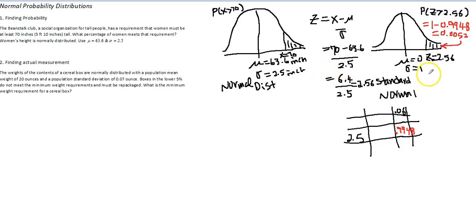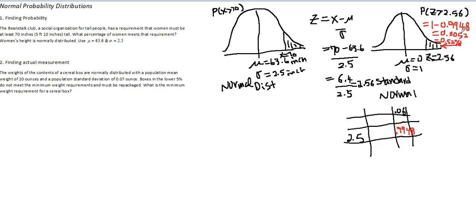So what we're saying here is that in order to join the Beanstalk Club, if you go out on the street and randomly pick one female, the probability that her height is greater than 5 feet 10 is about 0.52%. Okay, so 0.0052 is equivalent to 0.52%. So that's a small probability there, right?